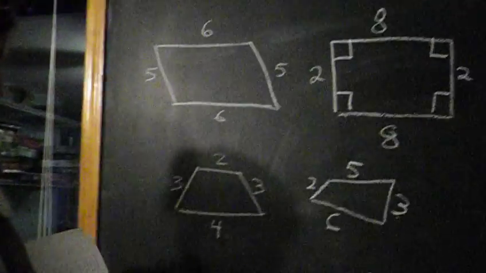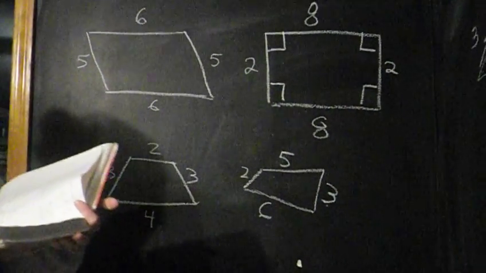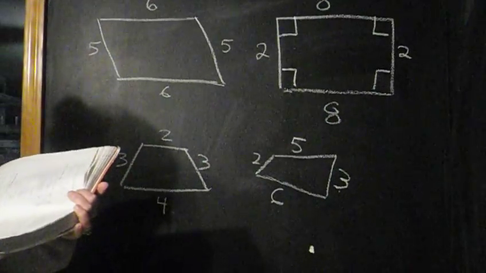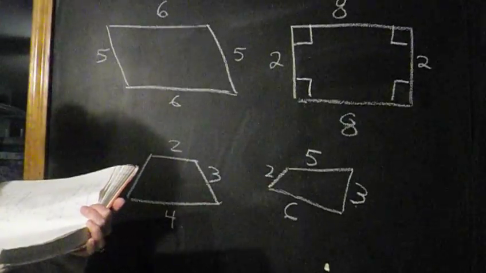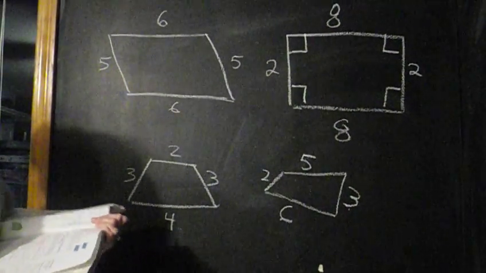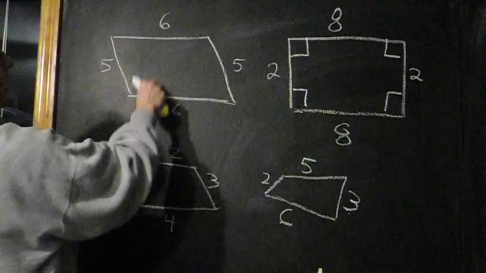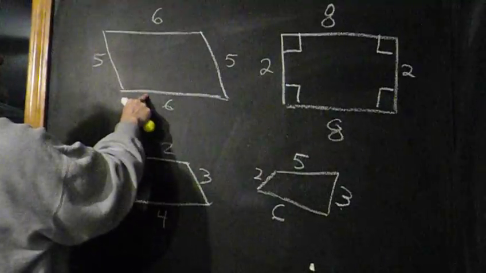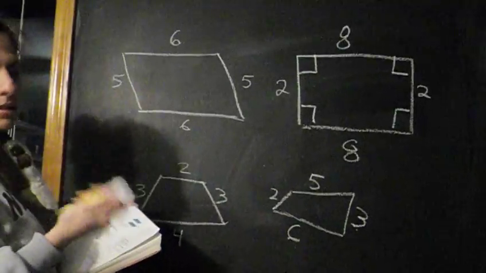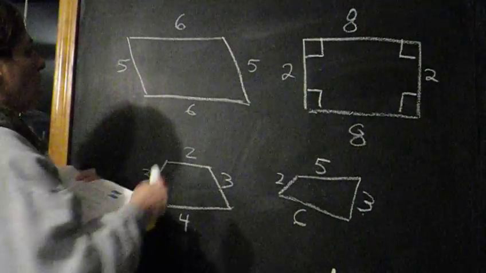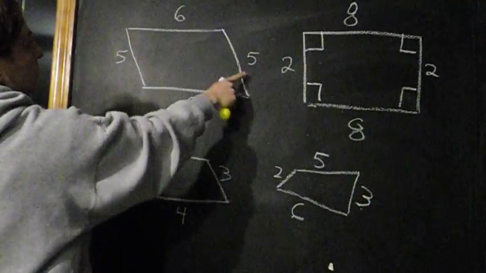Okay, the first one you're going to write is on page 163, theorem 4.4. I didn't write them all out today, but if both pairs of opposite sides of a quadrilateral are congruent, then the quadrilateral is a parallelogram. I drew an example here. Both pairs of opposite sides are congruent: that's 6 and 6, that's 5 and 5. There's no way I can draw something that isn't a parallelogram if the opposite sides are congruent. So I can call this a parallelogram because opposite sides are congruent.